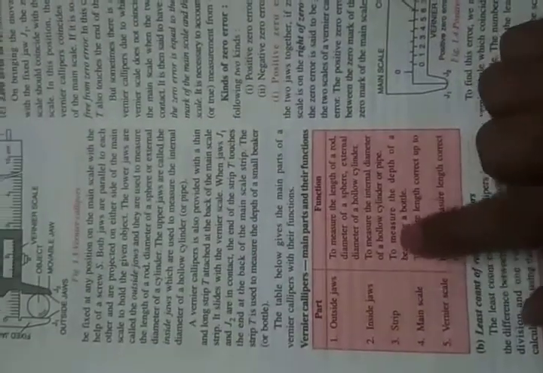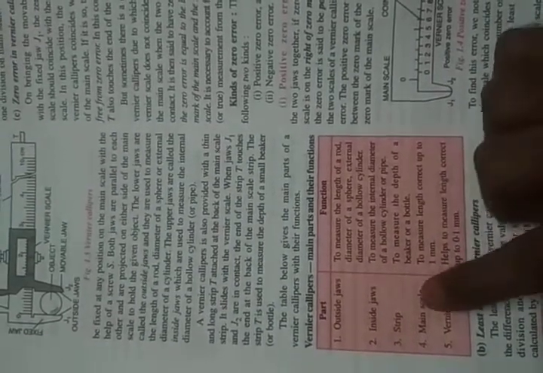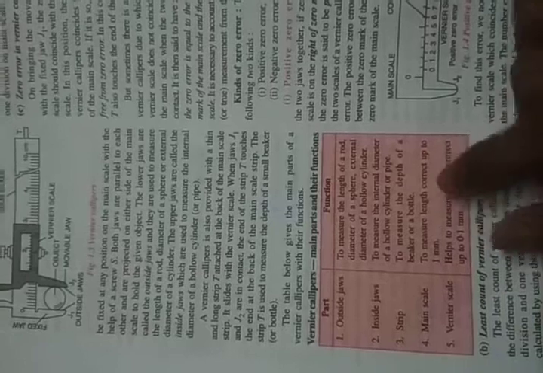That one is the strip. You can see that one is known as the strip. What is the function of that? To measure the depth of a bottle or beaker. The main scale measures length correct up to 1 millimeter. The vernier scale helps to measure correct up to 0.1 millimeter.